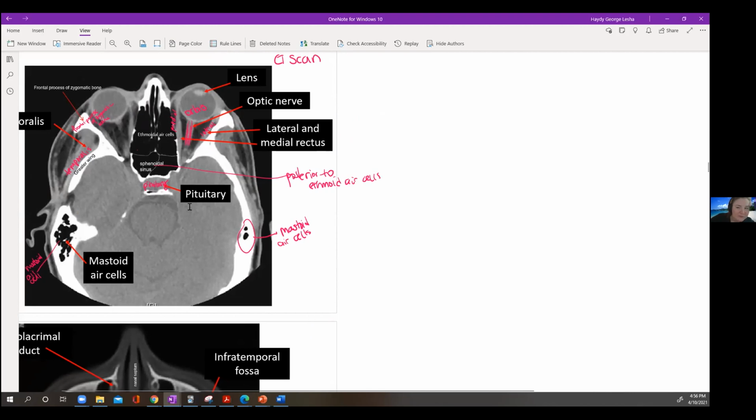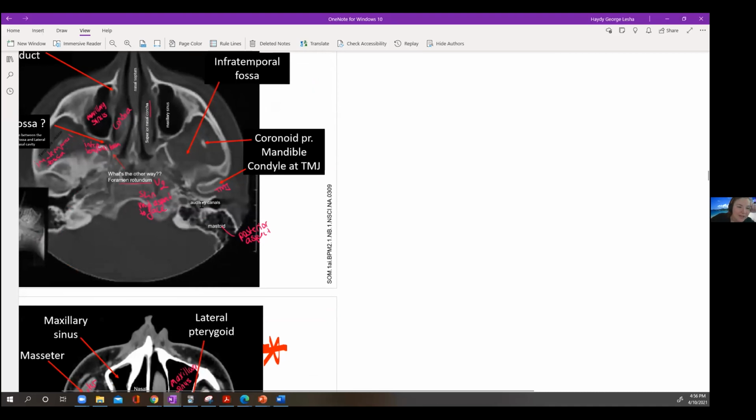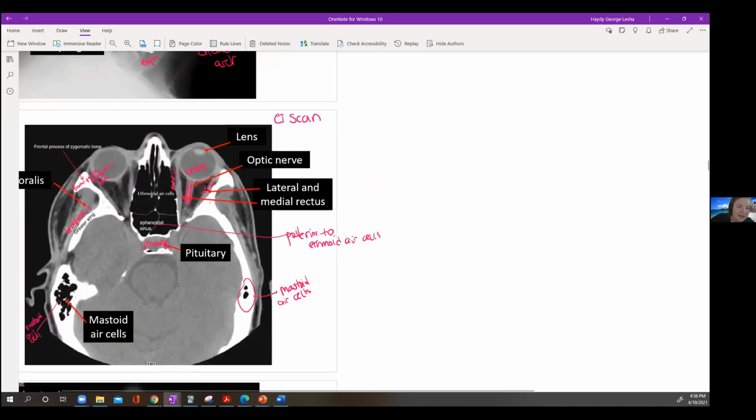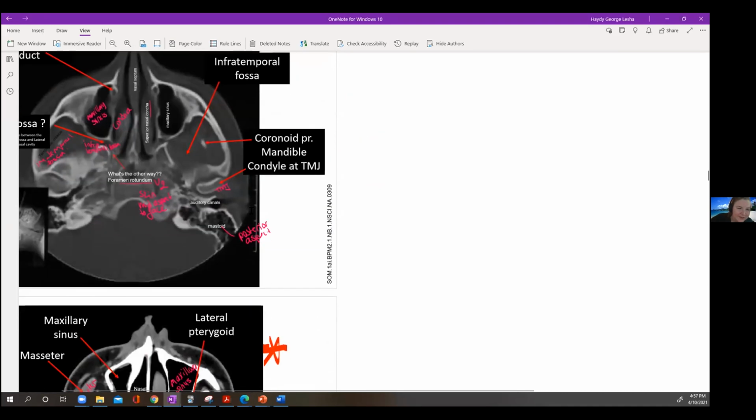Know this picture. Know this picture. Because I studied it and then I forgot it. And the muscles, know the muscles if they label it. So medial, lateral rectus, temporalis. Temporalis is right here. But please know these pictures. This one specifically and the muscles associated with it.